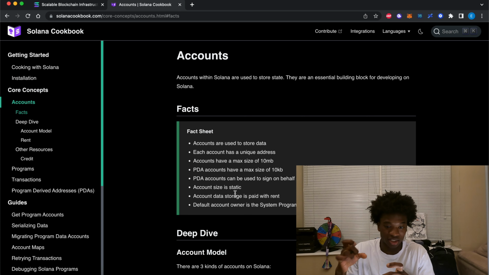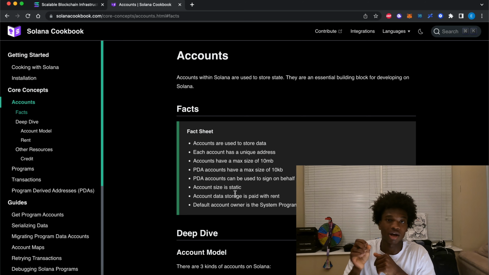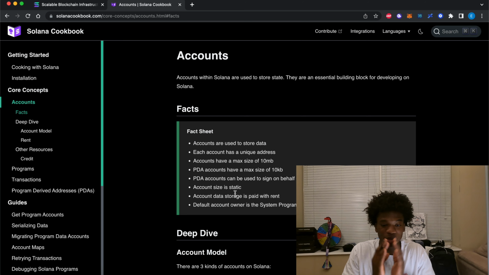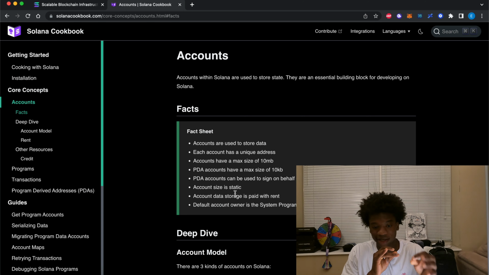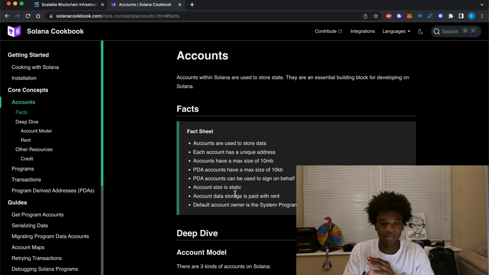They are very distinguished in the way that it's put out. PDA accounts can also be used to sign on behalf of a program. So PDA accounts carry out actions as well on behalf of a program, which is a different aspect of Solana. Account size is static, meaning account size is not going to be changing. Once the account size is set, it is set. Account data storage is paid with rent. This is an interesting concept. We're going to talk more about that. Default account owner is the system program.